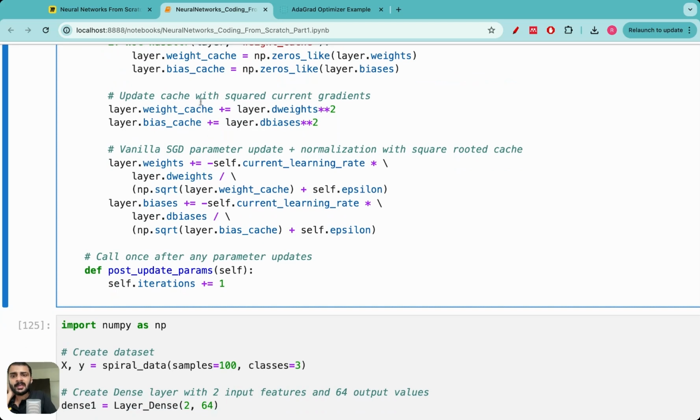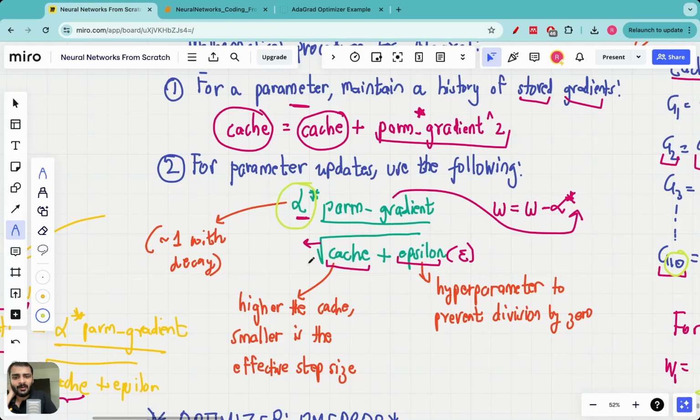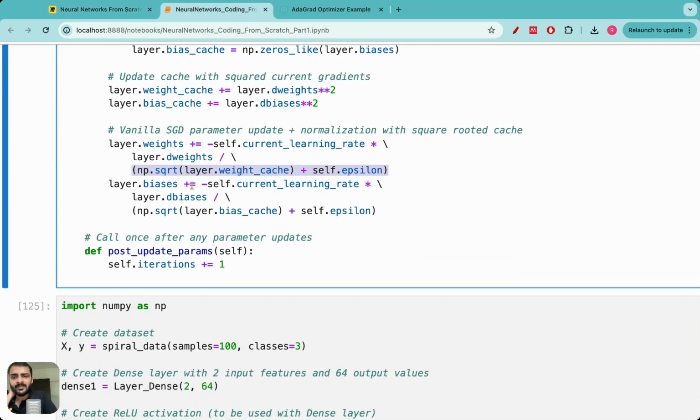And then what we will be doing is that using these cache values, we'll be updating the weights and the biases. So the new weight is equal to the original weight minus alpha, which is the current learning rate, into the partial derivative of loss with respect to w. Up till here it's the same as normal gradient descent, but then we divide by the square root of cache plus epsilon. This is exactly what we saw over here: alpha into gradient divided by square root of cache plus epsilon. And when you look at the bias part, it's the same. You take the bias and you subtract alpha into gradient with respect to bias, and then you divide by the square root of bias cache plus epsilon.